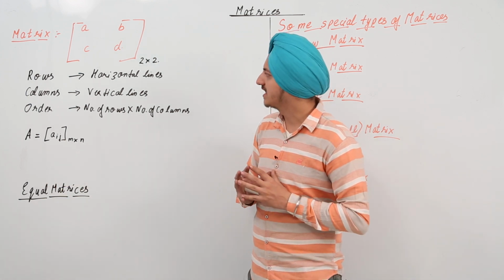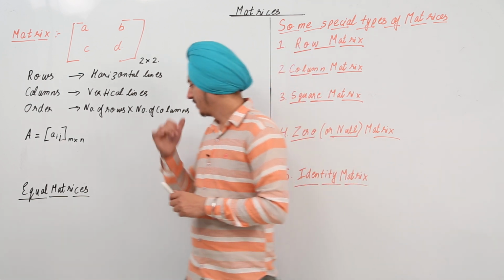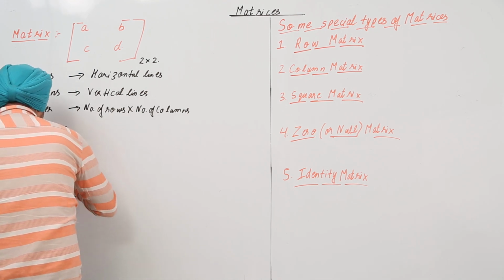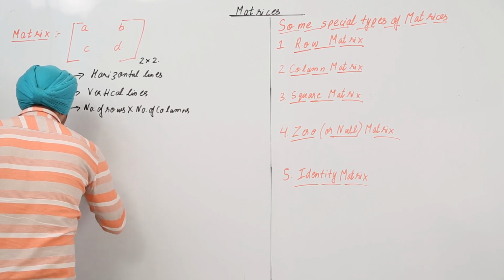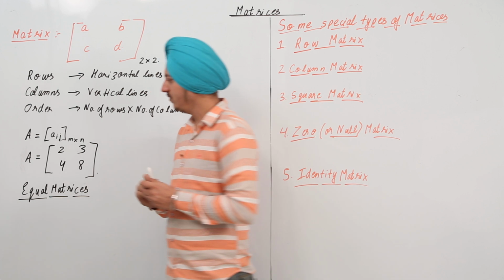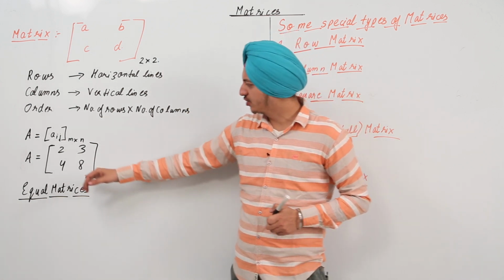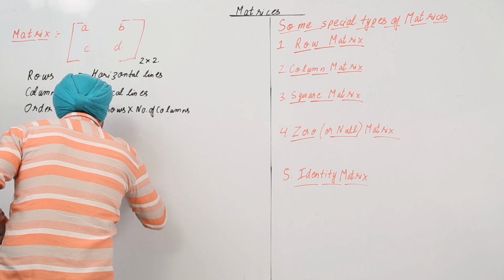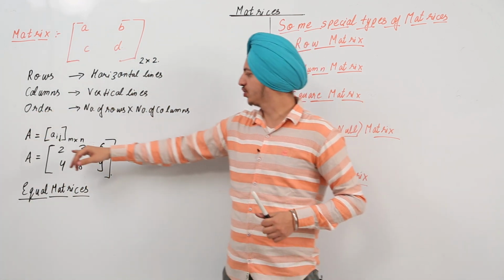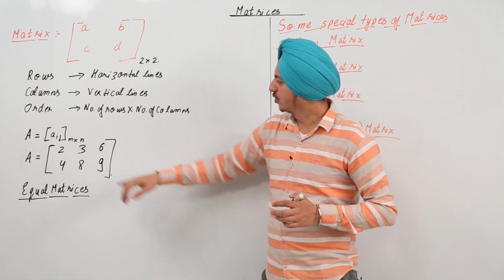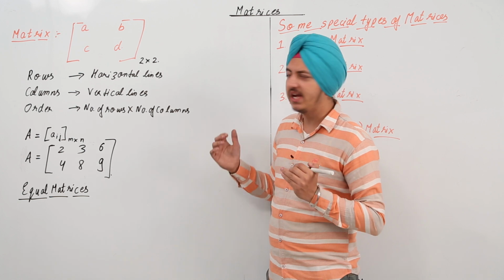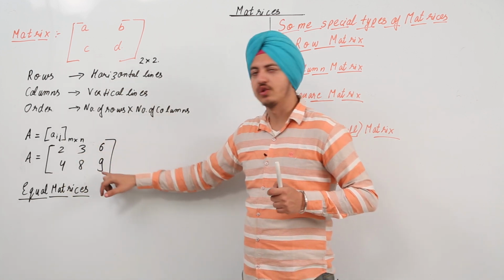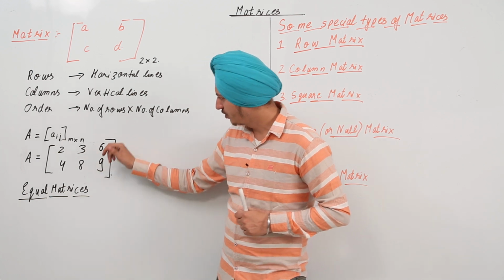So what I'm going to do now is take a few examples of matrices. Let's say A is the matrix 2, 3, 6, 4, 8, 9. This is the matrix. Now what do we have? How many rows do we have? First of all, horizontal lines. One horizontal line, second horizontal line. So 2. How many columns do we have? 1, 2, 3. 3 columns.